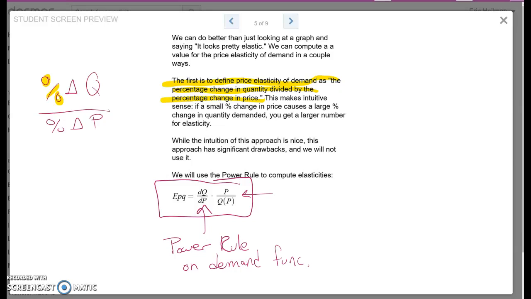And this just means literally you put the variable p and then you divide it by whatever the given demand function was. And we're going to look at an example.